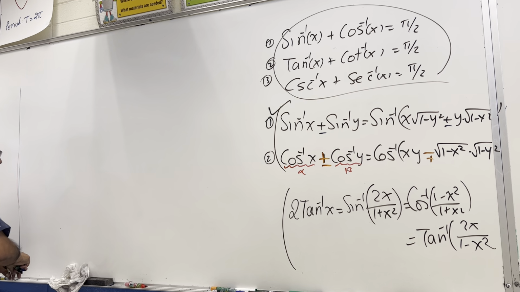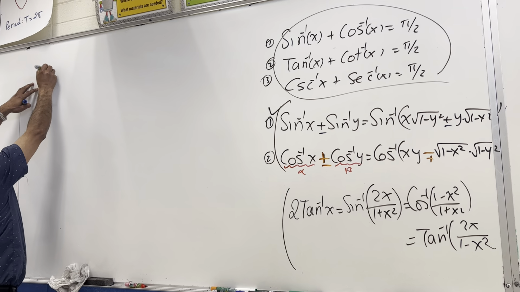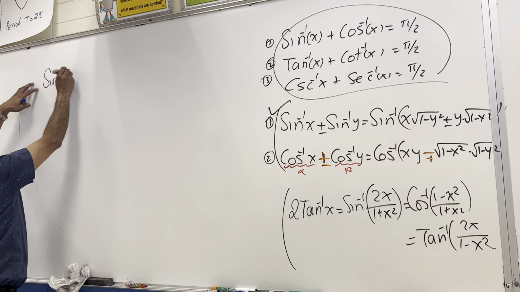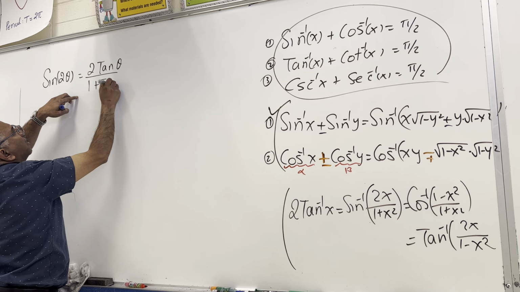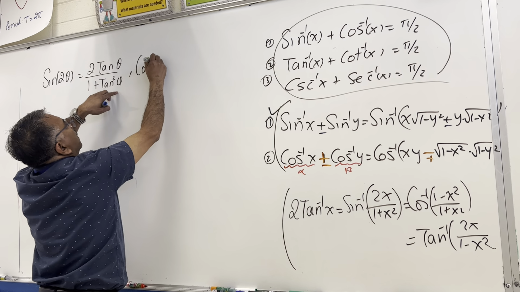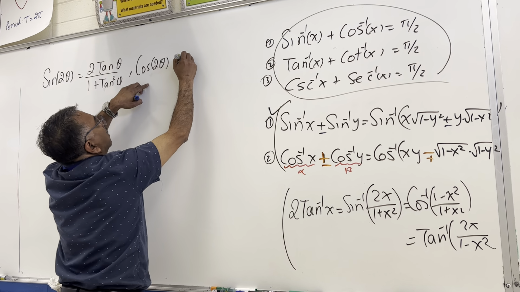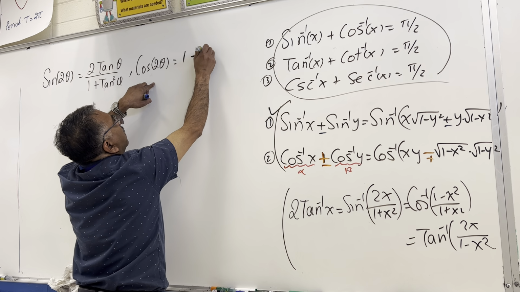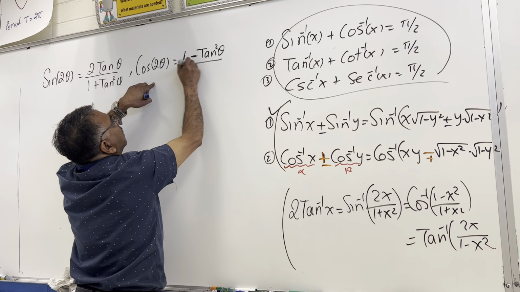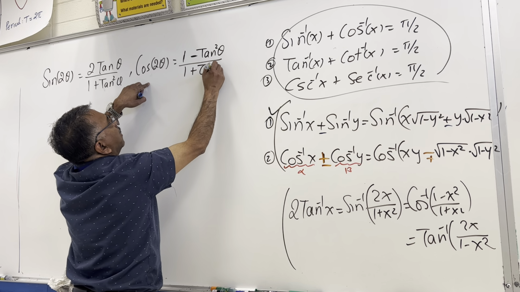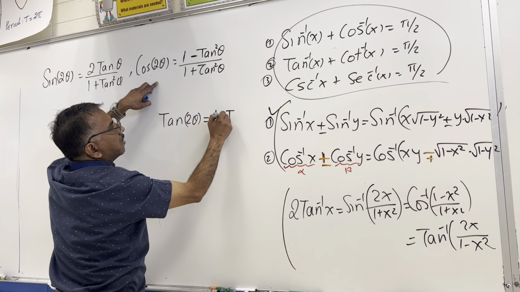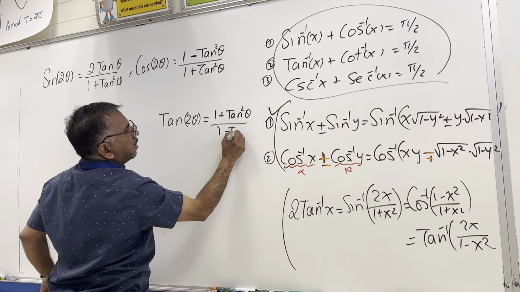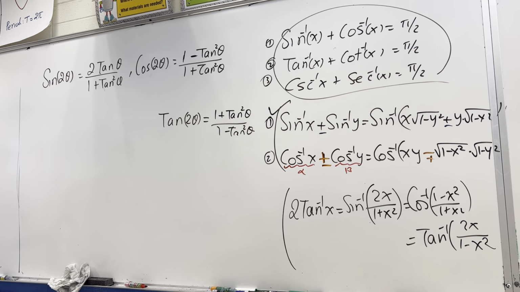Okay, let's finish it off. So, by double angle formula, remember sine 2 theta is 2 tan theta over 1 plus tan square theta. Cosine 2 theta is 1 minus tan square theta over 1 plus tan square theta. And tan 2 theta is 2 tan theta over 1 minus tan square theta. Okay, so this is what we already know, right?